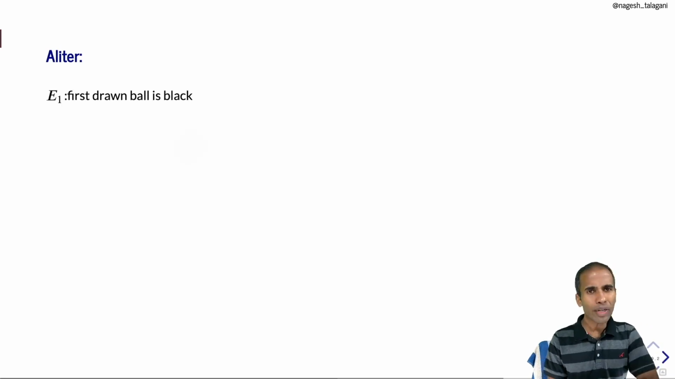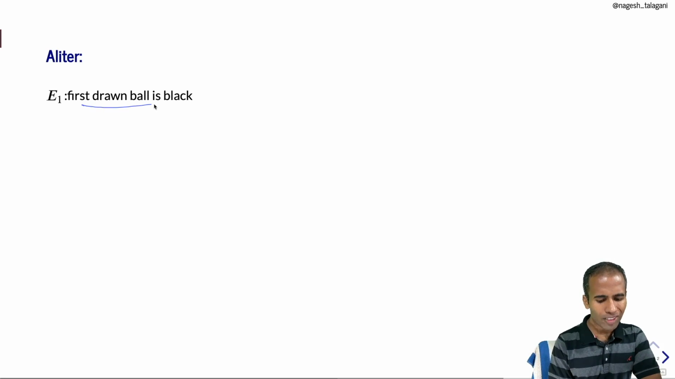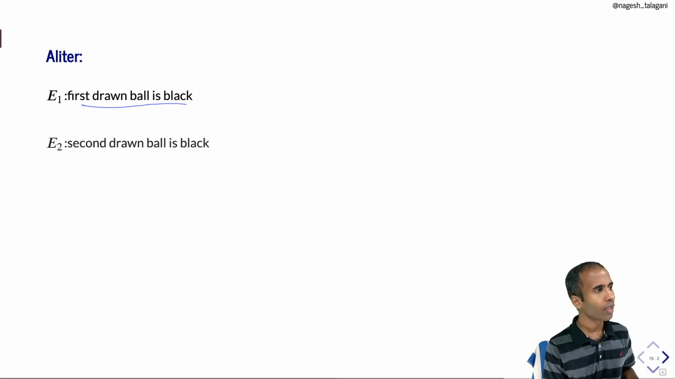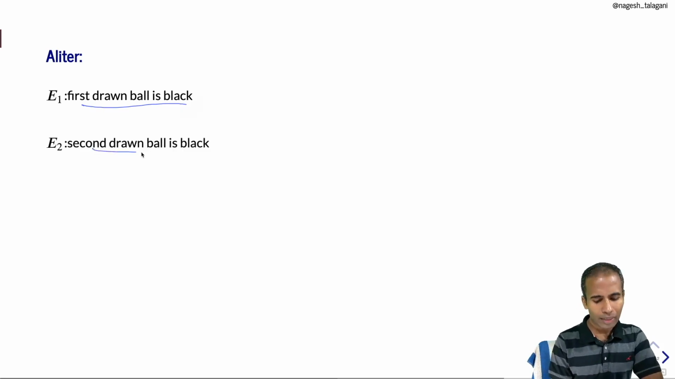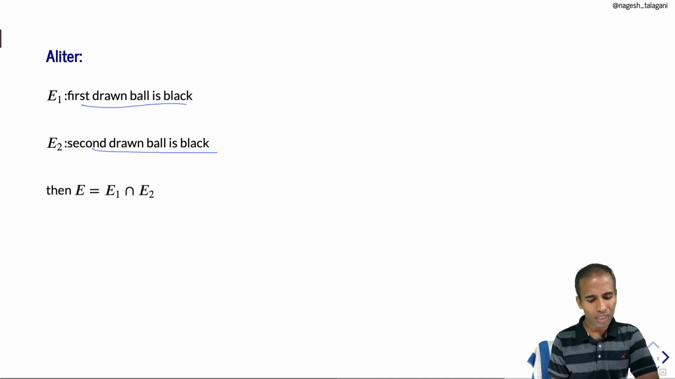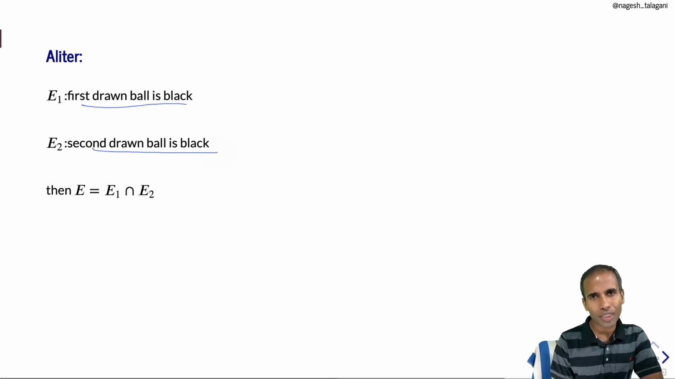Let E1 denote the event that the first drawn ball is black, and E2 denote the event that the second drawn ball is black. Then our event of interest is E1 intersection E2. We want both to be black, right? Then our event of interest E can be expressed in terms of E1 and E2 like this: E1 intersection E2. Now we are interested in the probability of E1 intersection E2.